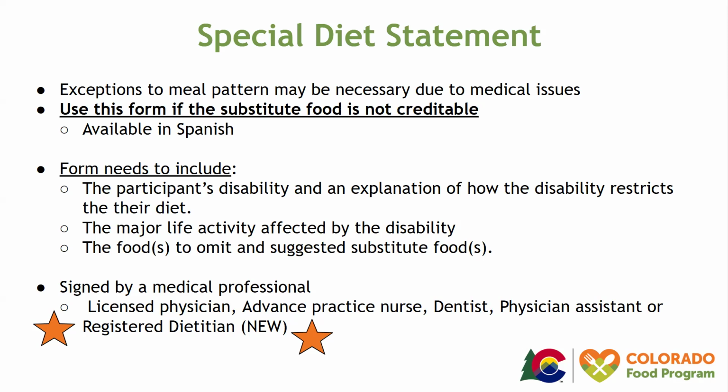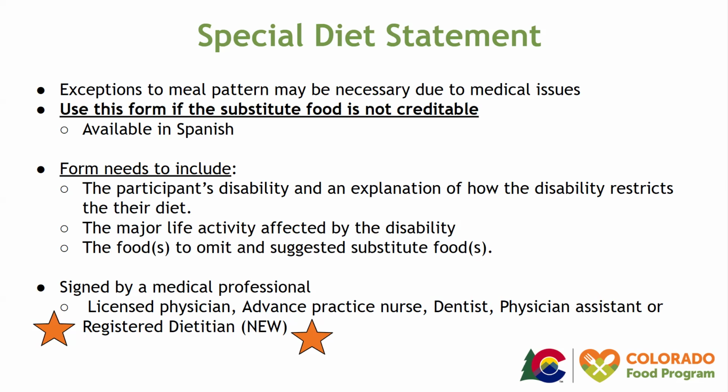You would also need, the form needs to include the patient or the participant's disability and an explanation of how the disability restricts their diet, the major life activities affected by the disability, and the foods to omit and the substituted foods. So, for example, if you have a kiddo that's allergic to dairy, the foods to omit would be dairy, and the substitutions would be whatever substitutions that doctor deems necessary.